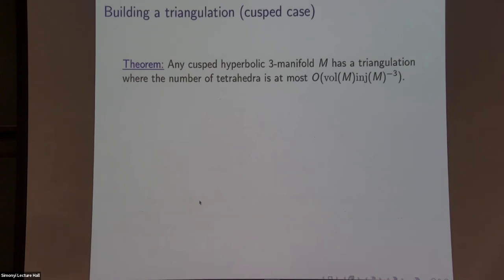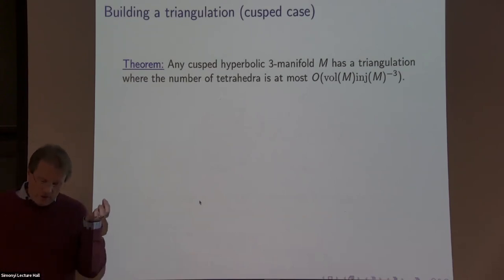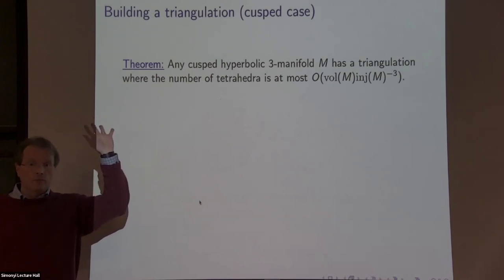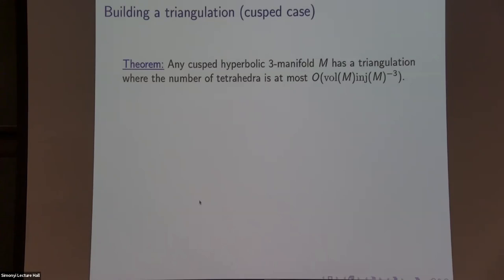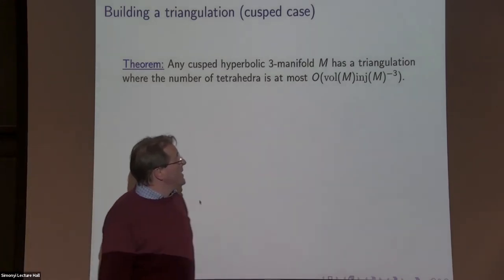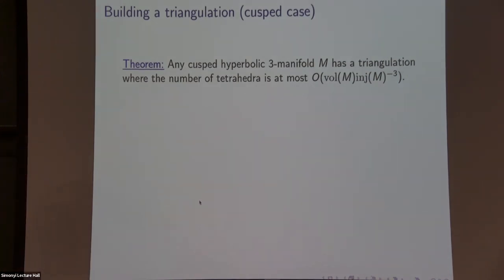Okay, so I'm just going to use a variation of the construction that I had before in the cusped case. So any cusped hyperbolic three manifold has a triangulation. I should say what I mean by the triangulation of a non-compact manifold. I mean, I compactified it by, say, removing the interior of the cusp. It has a triangulation where the number of tetrahedra is, again, linear, big O of the volume times the inverse cube of the injectivity radius.